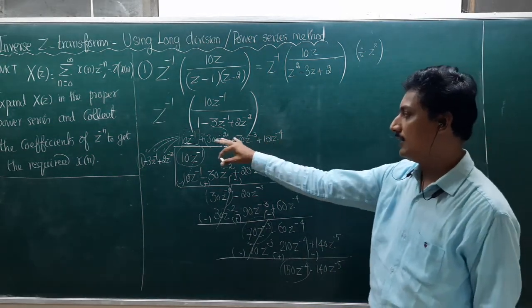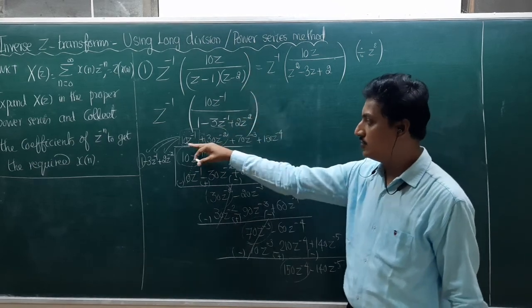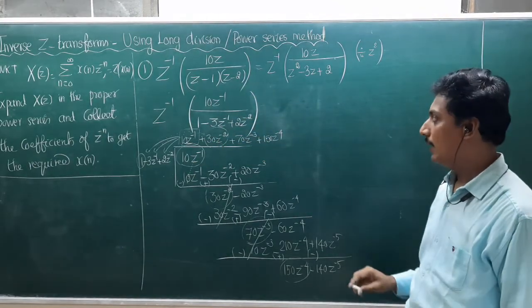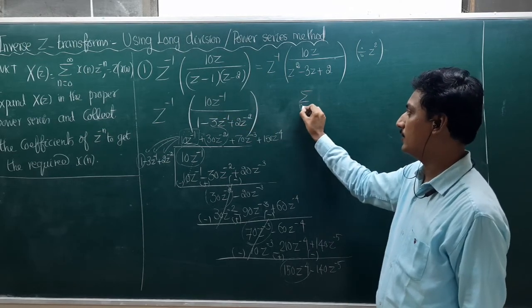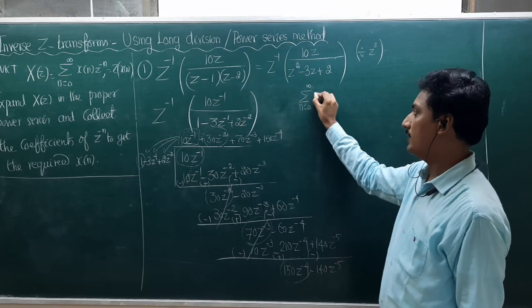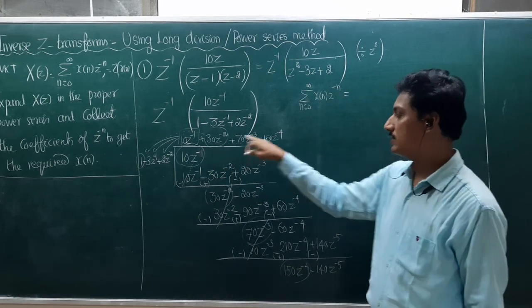Now see that this is the given input. We can divide this by the long division method. It will generate the proper power series. But actually, what is the Z transform of x of n? It is the summation from n equal to 0 to infinity of x of n into z power minus n. So this is equal to, now, what is this?